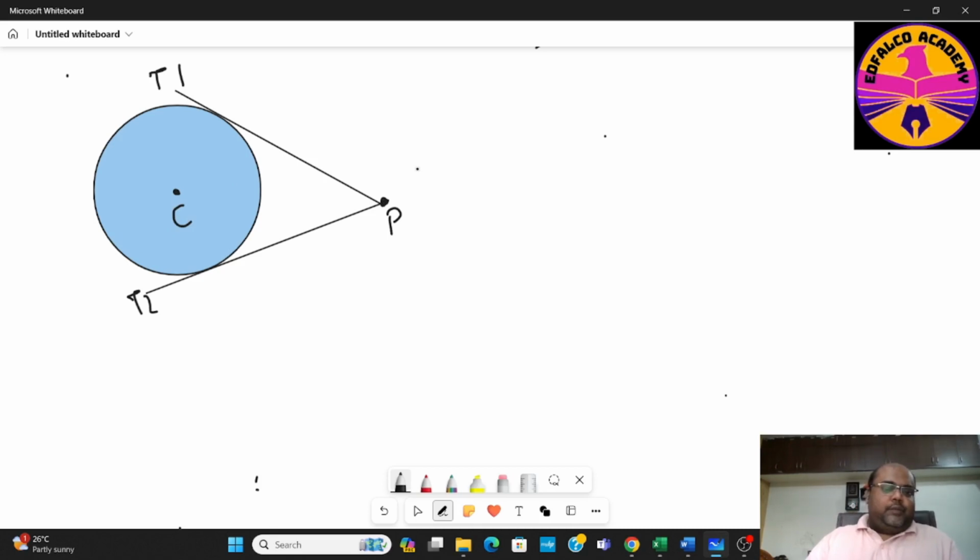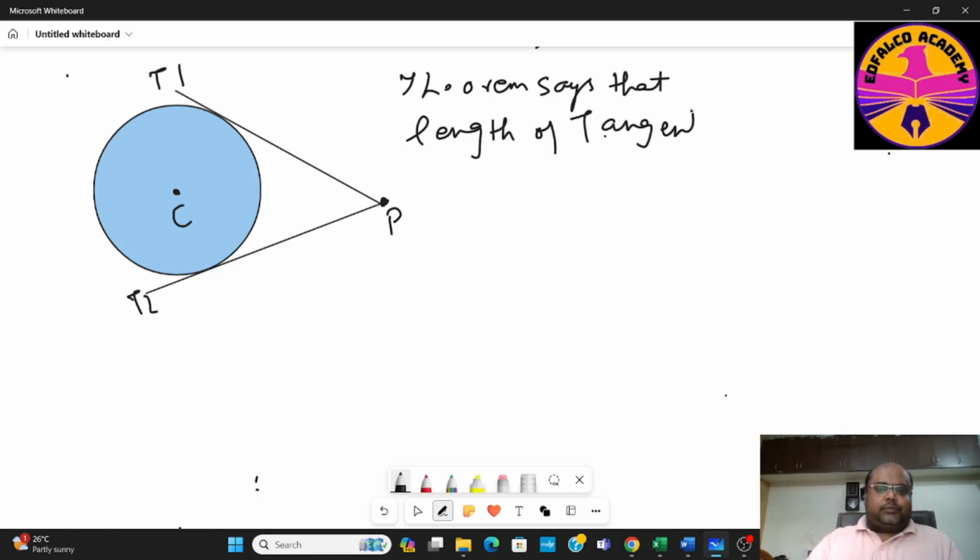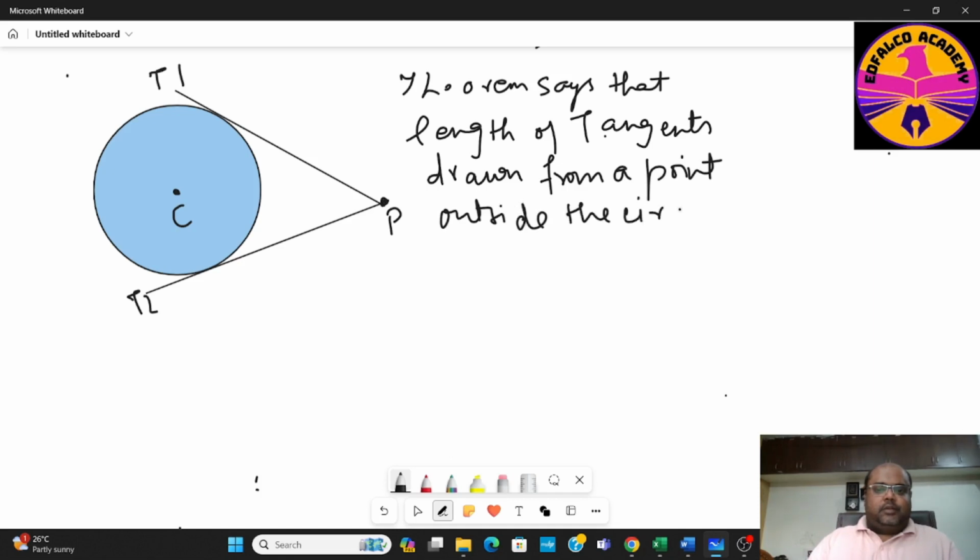So now the theorem says that the length of tangents drawn from a point outside the circle is same. What is same? The length of the tangent is same.